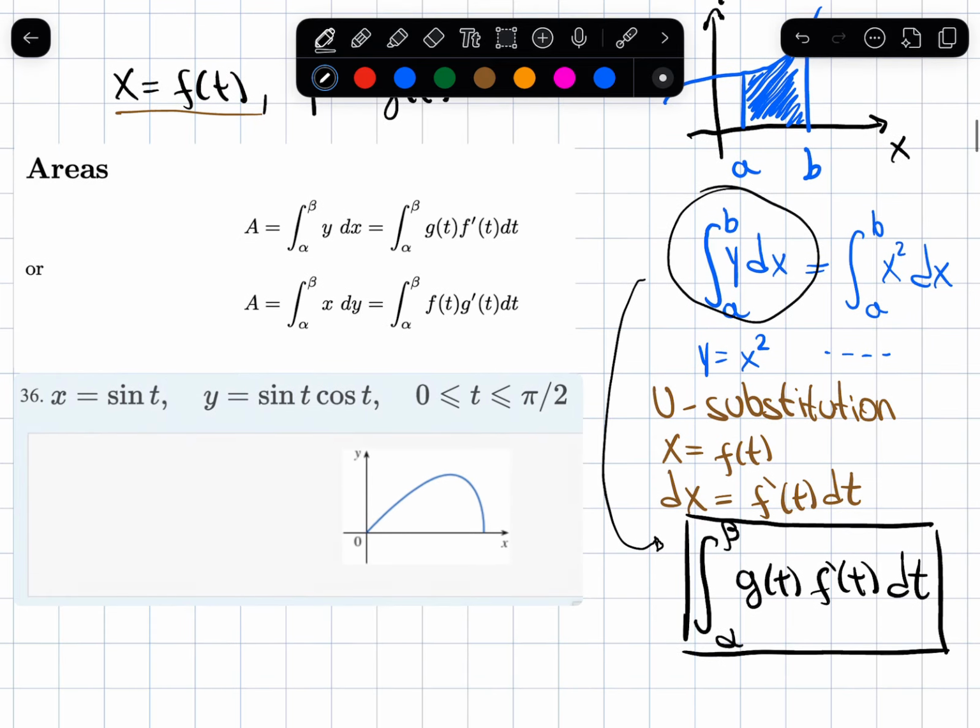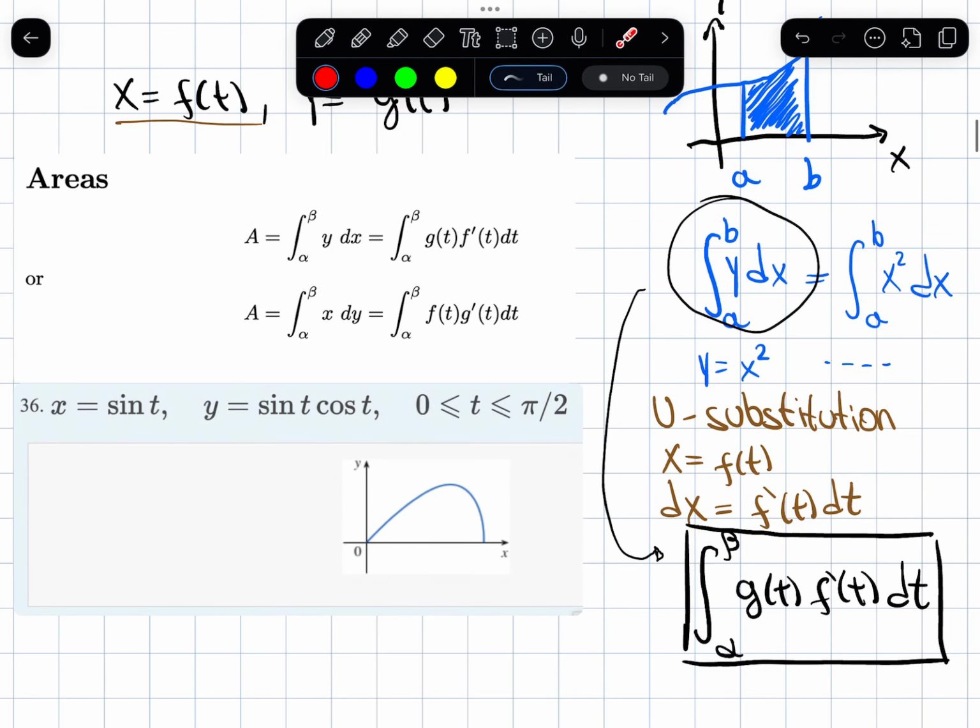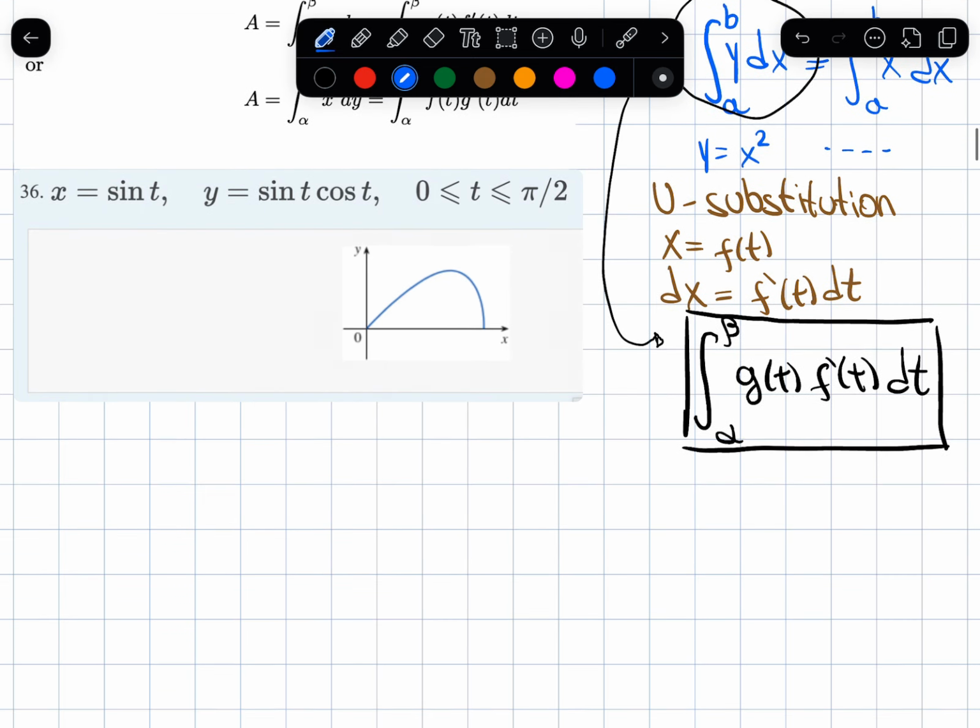So I'm going to solve this example. Of course, you don't have to remember all of this. I think remembering the idea is important, but if you want, you can just memorize the formula, and that's fine too. If your graph is sideways, I will sometimes find the area as the integral of x dy, and that's going to give me f of t g prime of t dt. So either of the two formulas can help you find the area. So let's solve these two examples.